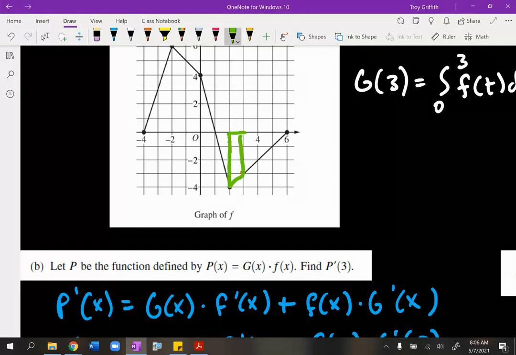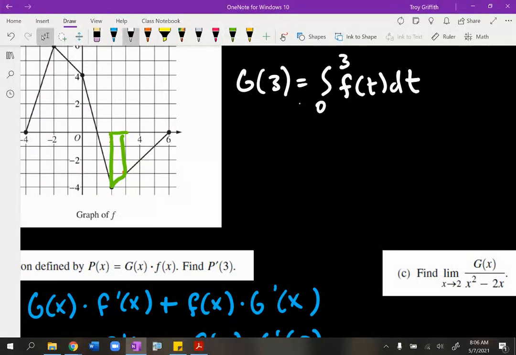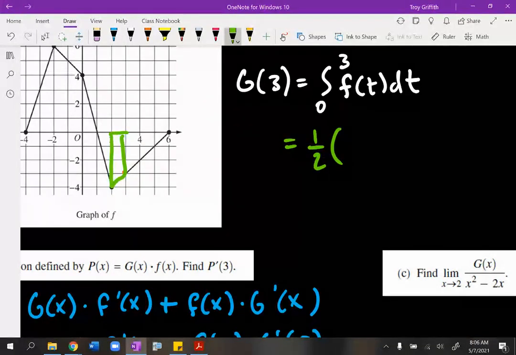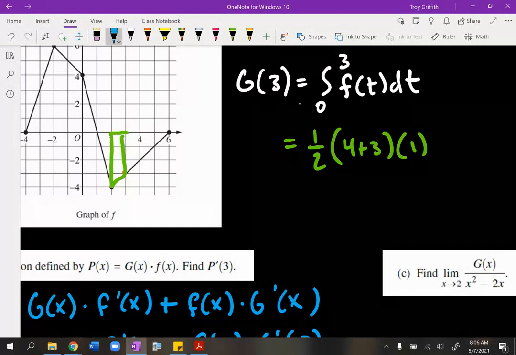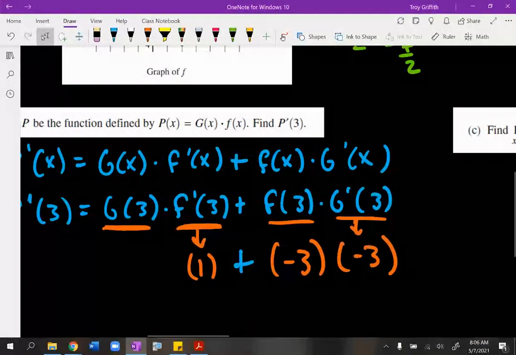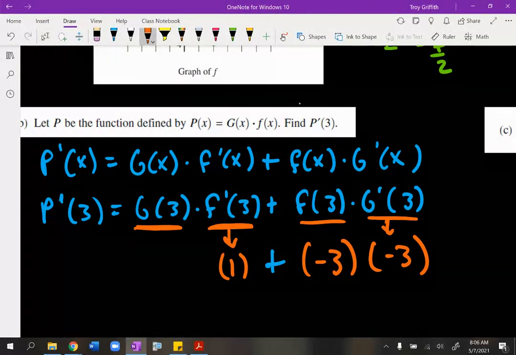this trapezoid right here. Okay, so the area of that trapezoid is going to be 1/2 height 1 plus height 2, so it's going to be 4 plus 3 times the base. Well, from 2 to 3, that's 1. However, this exists under the curve, so this is really going to be a negative right here. So when we're done, this gives me negative 7/2. So I'm going to go ahead and plug that in right here.